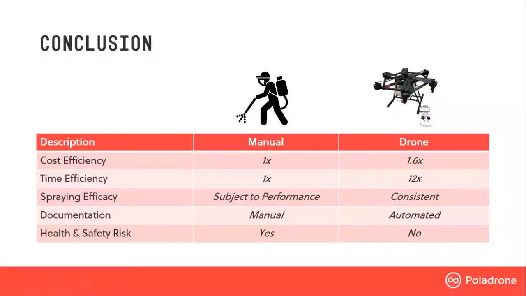For the manual way, we can say that it is subject to performance, because for the manual workers, whether they spray on the spot of the oil palm or not, we don't know. It depends on the experience of the worker as well. However, for the drones, everything is set in the system, so we know the spraying is very consistent. And for the documentation side, for the manual way, they need to record everything with paper and pen.